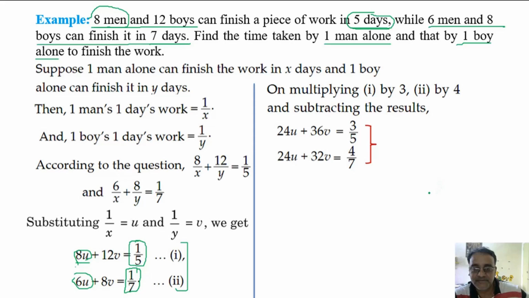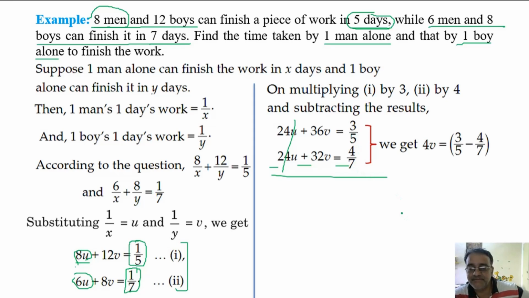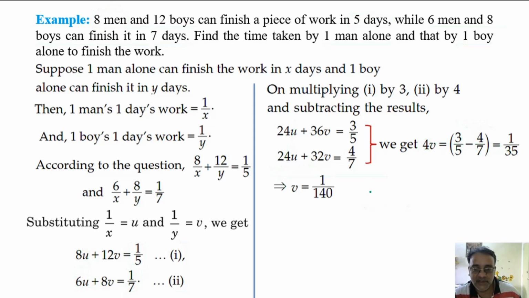First we'll write the equation. ध्यान से देखो, we'll get this equation. Minus, minus, minus. So this will be cancelled, and what we are getting, 4v is equal to 3 by 5 minus 4 by 7. Now take LCM. 21 minus 20 by 35. That is 1 by 35. So what is v? 1 upon 4 into 35. That is 140. ठीक है?